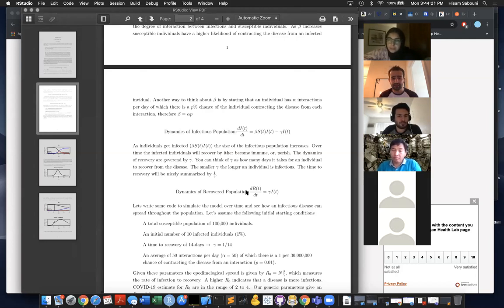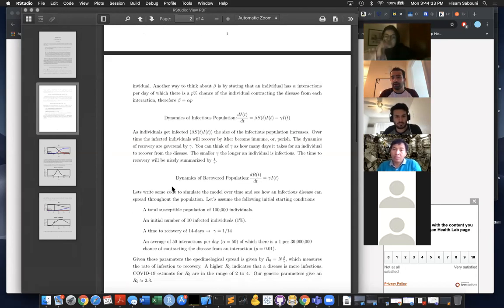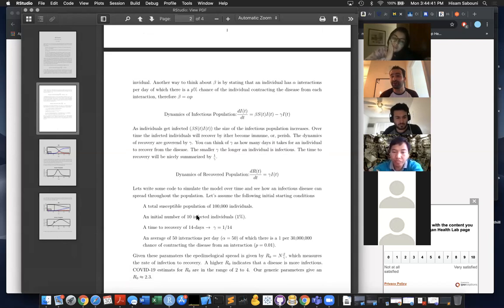So let's write a simulation where we assume the total susceptible population is 100,000 individuals. Or you can really think of this like there's 8 billion people on planet Earth. We can start off with a very, very small fraction, much lower than 1%, of people that are actually infected. We'll start off with 10 people, so 10 out of 100,000, that are actually infected.